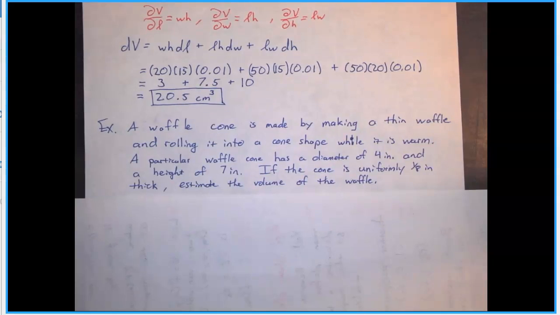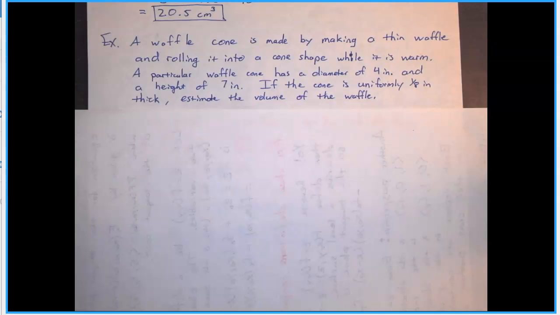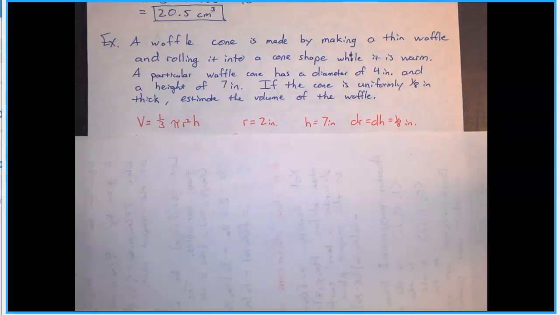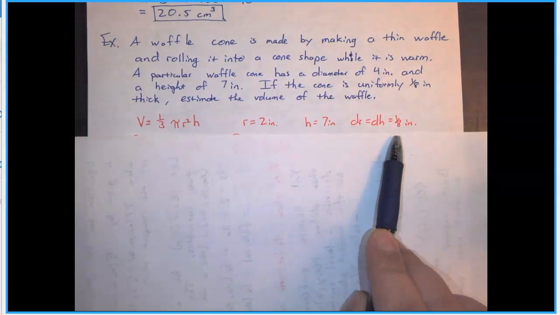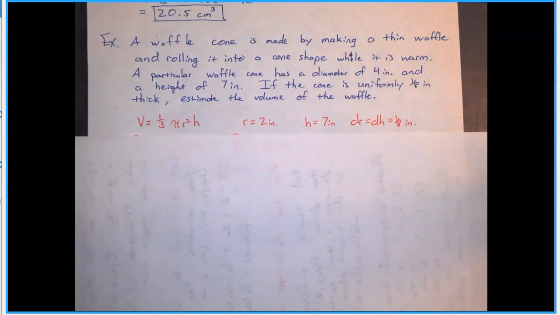So now I want to estimate the volume of the waffle. Well, in order to estimate the volume of the waffle, I need to know how to find the volume of a cone. You can go back to geometry. The volume of a cone is 1/3 pi r squared h. If I look in the problem, I'm told the diameter is 4 inches, so then the radius is 2 inches. The height is 7 inches, and both dr and dh are going to be the change in radius and height. This is the thickness of the cone. I'm assuming that to be 1/8 of an inch. All of our numbers are in inches, so I don't have to worry about changing units anywhere.